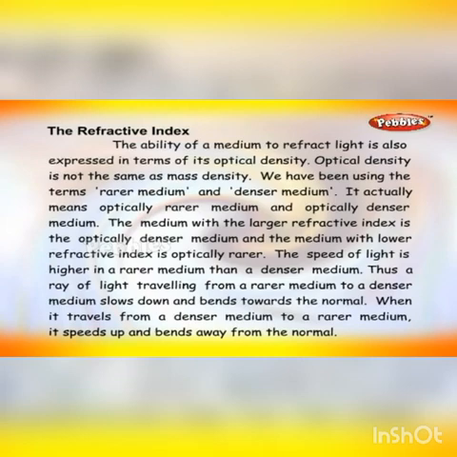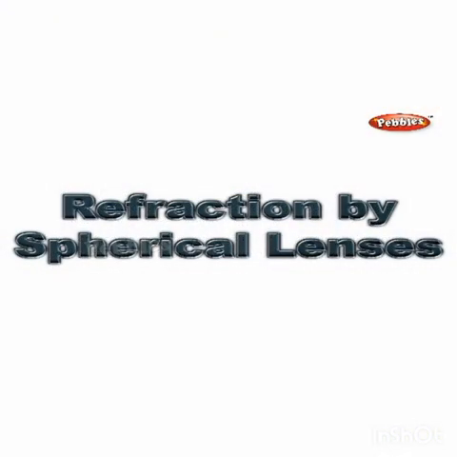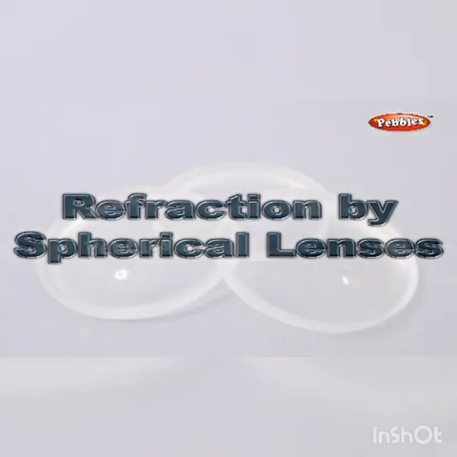The medium with a larger refractive index is the optically denser medium, and the medium with a lower refractive index is optically rarer. The speed of light is higher in a rarer medium than a denser medium. Thus, a ray of light traveling from a rarer medium to a denser medium slows down and bends towards the normal. When it travels from a denser medium to a rarer medium, it speeds up and bends away from the normal. The refraction by spherical lenses.